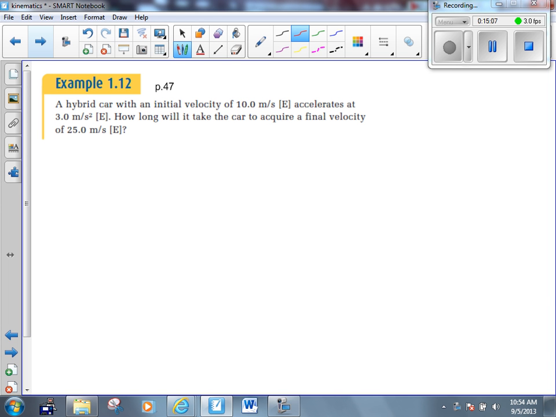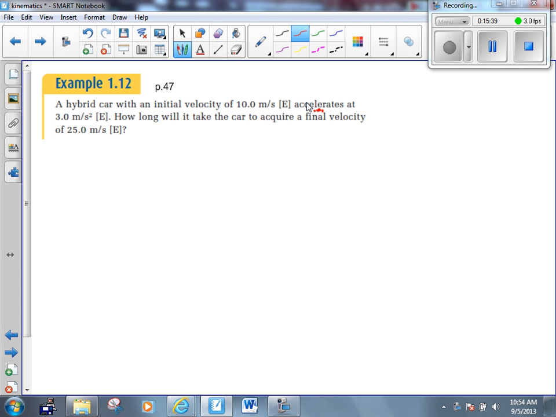Group A is constant velocity. Group B is acceleration. So is it accelerating, or is it traveling at the same speed the whole time? It's B. Yeah, it involves acceleration. Now, it doesn't mention the word accelerate. Actually, it does. But even if it doesn't, if we're going from 10 meters per second to 25 meters per second, we know that it's accelerating, right? So we know it's a group B problem.